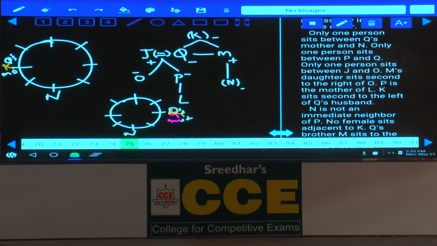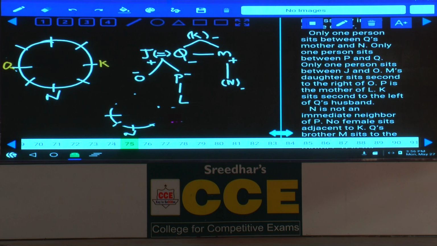As N sits second to the right of O, tell me where should this N be? This N sits second to the right of whom? Second to the right of O. As N is seated second to the right of O, hence O must be here, isn't it? If O is here, then N's mother K is here. The first case is ruled out because K cannot be to the left hand side of N. K must be right hand side. As K is right hand side, finally this is the case we have.